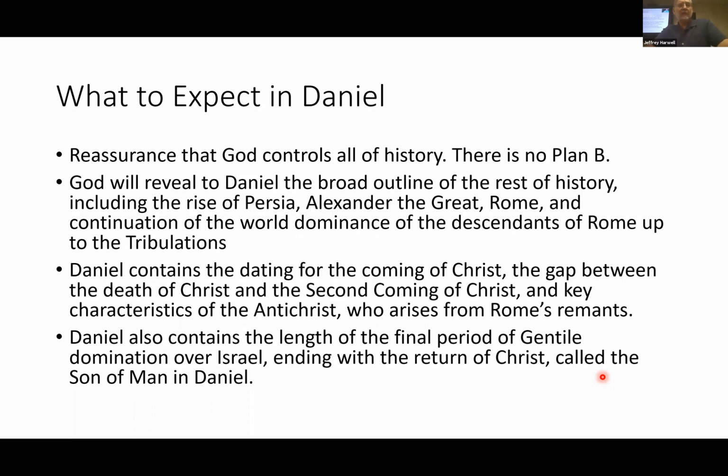Probably the most famous prophecy in Daniel is the date of the coming of Christ, which is in chapter 9, the existence of a gap between his first coming and his second coming, and key characteristics of the Antichrist. We will see rises from the remnants of the fourth empire that's revealed, and that's the Empire of Rome. And in that portion, Daniel will predict the end of the Gentile domination over Israel, which then implies the establishment of the millennial kingdom, which was revealed in Isaiah, Jeremiah, and Ezekiel.